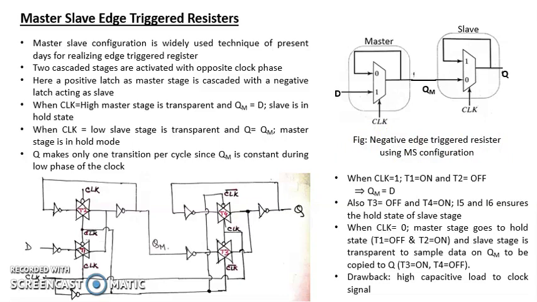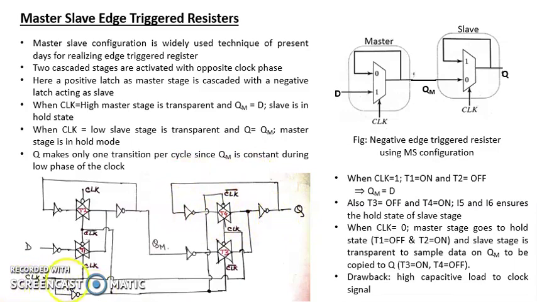A transistor level implementation of the negative edge triggered register is shown in this figure. When clock is high, the transmission gate T1 is on and T2 is off. So the master stage is in transparent mode and the input D is copied to the output of the master stage Qm. Also, since T2 is off, the feedback loop is open. During this situation, since the clock is high, T3 is off and T4 is on, so the slave stage is in hold mode.